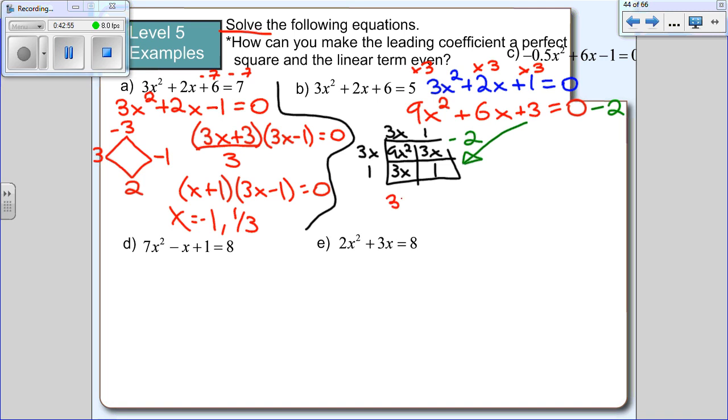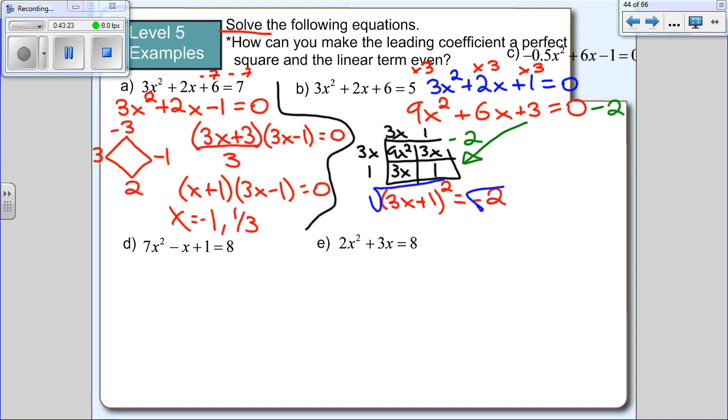How can I solve that thing? What do I have to do to both sides? How do I get rid of the square? Square root both sides. Why am I in trouble? Because you can't square root a negative. No solution. Perfect. So if you get to here and you square root a negative, that means there is no solution to this problem.